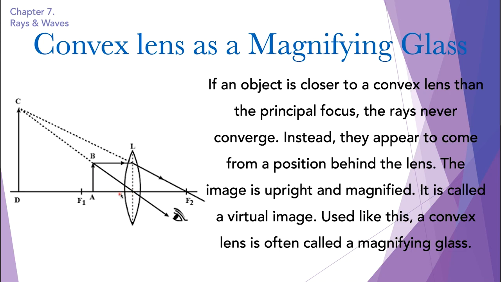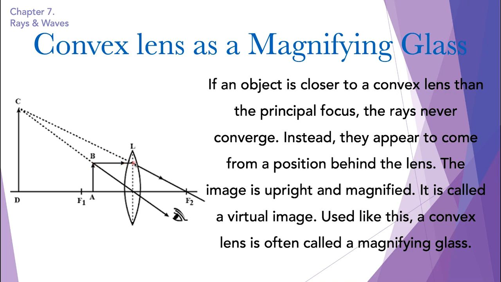So you can see that the object is closer to the convex lens than the principal focus. If an object is closer to the convex lens than the principal focus of the lens, the rays never converge. Instead, they appear to come from a position behind the lens. So you can see the object, we use the two standard rays over here. The object is closer to the lens than the principal focus.